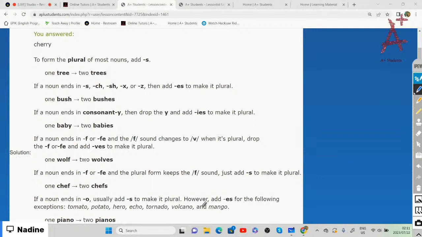But now they're saying if a noun ends in f or fe and the plural form keeps the f sound, just add s to make it plural. For example, shift, one shift, two shifts.